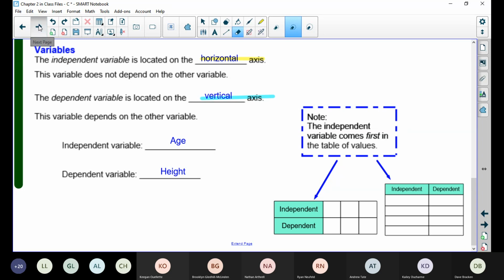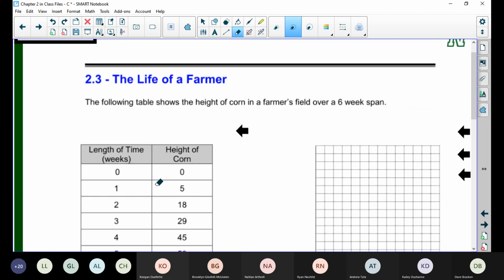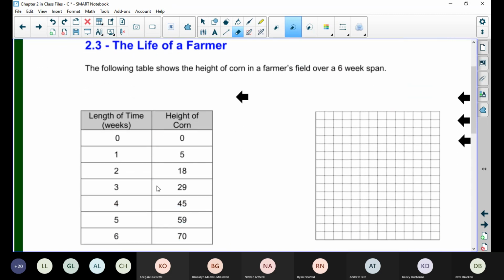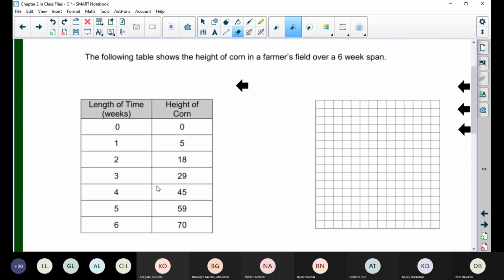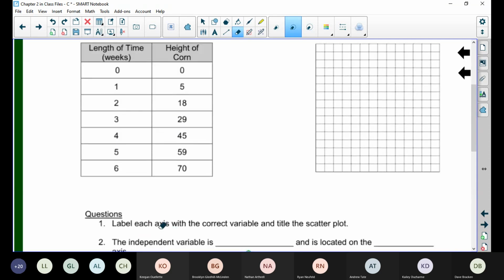All right, so we are good to go. Let's turn the page. We're going to do this together, okay? This is the life of the farmer. The following table shows the height of corn in a farmer's field over a 6-week span. So you see the table, length of time in weeks, and the height of the corn. 0, 1, 2, 3, all the way to 6. You see the height of the corn. And the very first thing is label each axis with the correct variable.